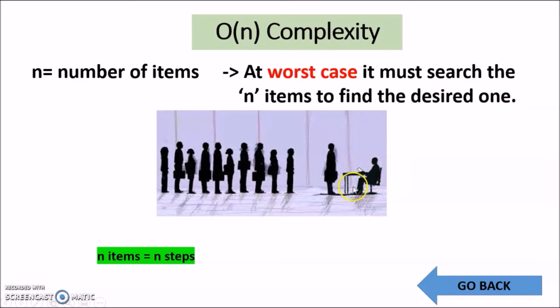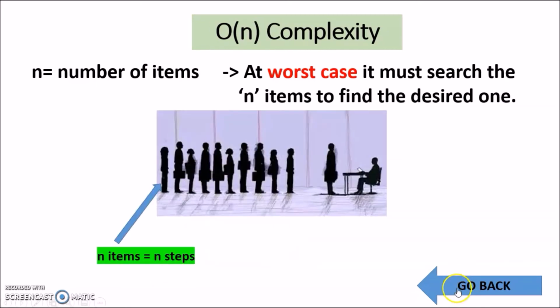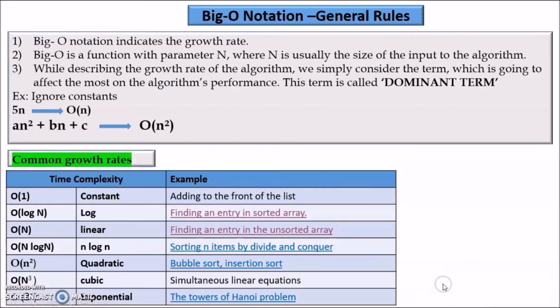Let's say an interviewer is going to interview around 20 people, and he has to interview all 20 one by one, but he finds the best person for his job only at the 20th person. Still he has to go through all the persons. So this is the case where the array is not sorted, that is n items equals n steps. That's all about linear.